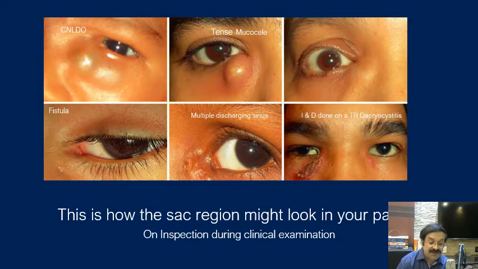And the fourth one is a fistula. If you look very carefully, you will find a teardrop at the end of the fistula. And the fifth one is a multiple discharging sinus that you can see. And the sixth one has a brawny induration over the sac area, and this is a result of an incision and drainage which is done in a case of tubercular dacryocystitis.